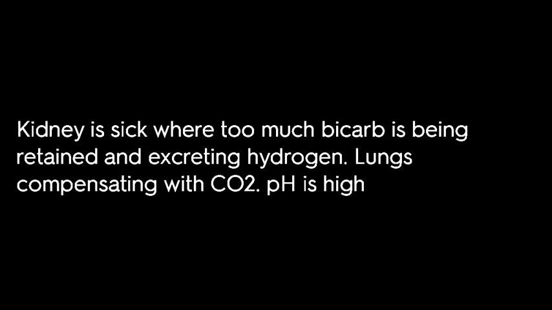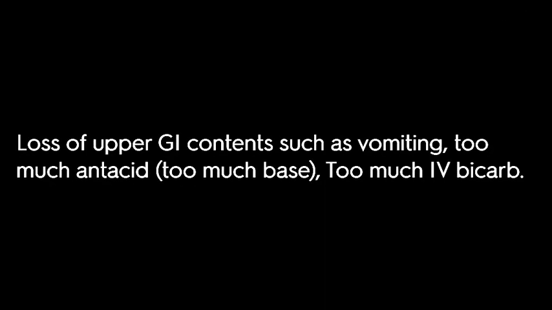Metabolic alkalosis patho: kidney is sick, too much bicarb is being retained and hydrogen excreted. Lungs compensate with CO2. pH is high. Causes: loss of upper GI content, such as vomiting too much, and acid too much for bicarb.